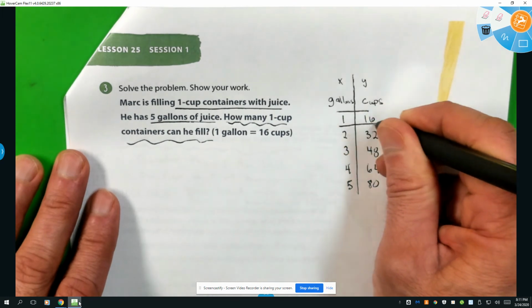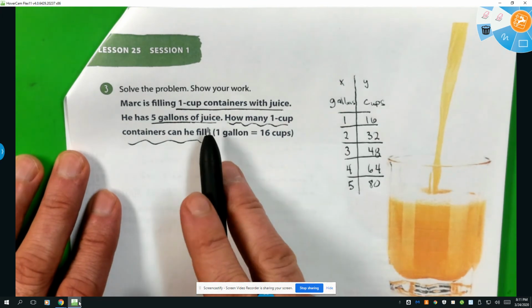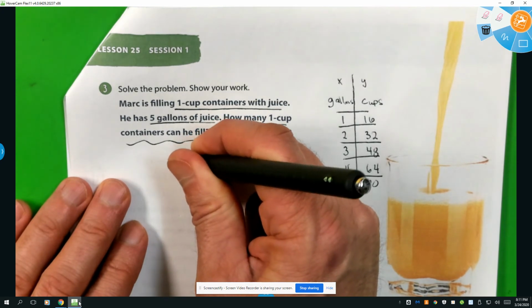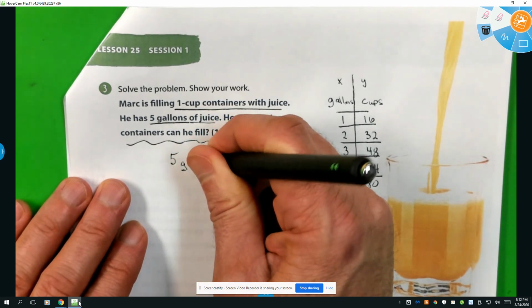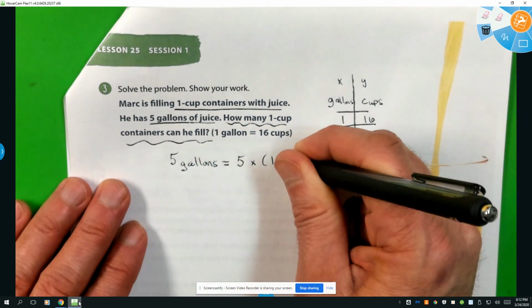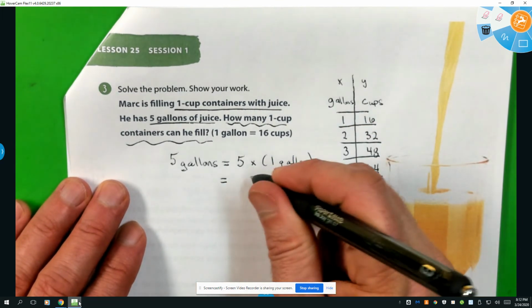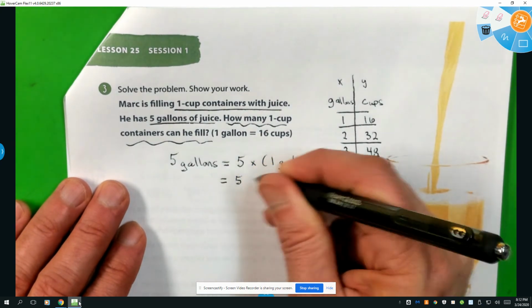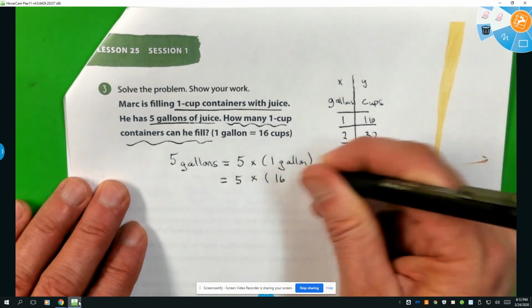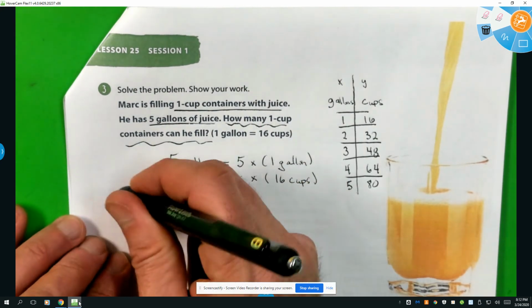So now all we've got to do is figure out how many 1 cups does he have? Well, we've kind of answered it already. So he's got 5 gallons of juice. So 5 gallons equals 5 times 1 gallon. And that equals, this is where we convert, 5 times how many cups are in a gallon, put it in parentheses, 16 cups. And then it's just the simple 5 times 16.